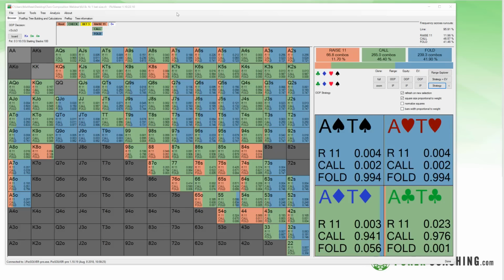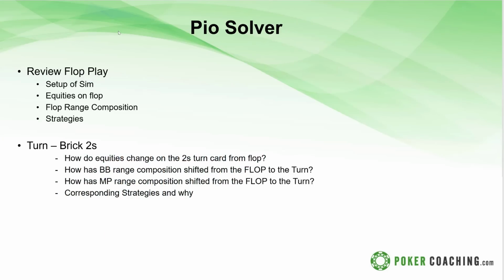All right, so we've got a lot of stuff to get through, and we only have a few minutes. There's probably going to be a little less Q&A because we have a lot to get through here. So let's look at our first turn card. That was the flop, and we have a good idea of the flop strategy now. The first turn card we're going to look at is the deuce of spades. Now, remember on the flop, in position had a 61% range advantage.